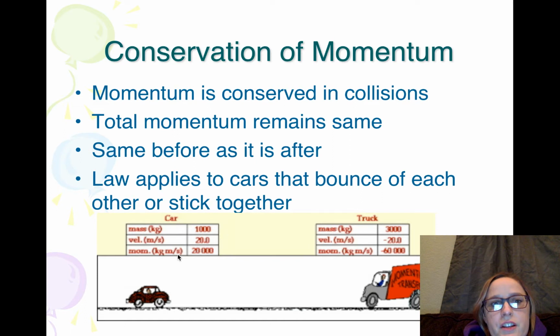Momentum is conserved in collisions. Total momentum before a collision is the same as after a collision. And this applies to cars that bounce off one another or stick together. Cars that bounce off one another is referred to as an elastic collision, and the ones that stick together is inelastic.